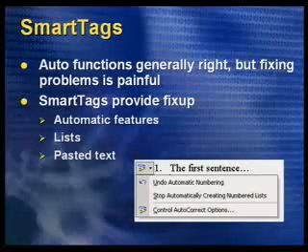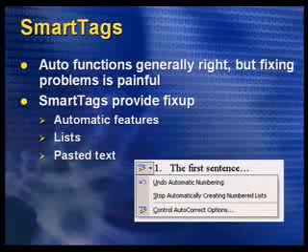Smart tags are a new feature that allows users to clean up after automatic functionality. We know from our research that automatic functions in Word are very often right. In fact, they're right about 95% of the time. But we also know that when they're wrong, it's extremely annoying, and that fixing the problems can be quite painful.